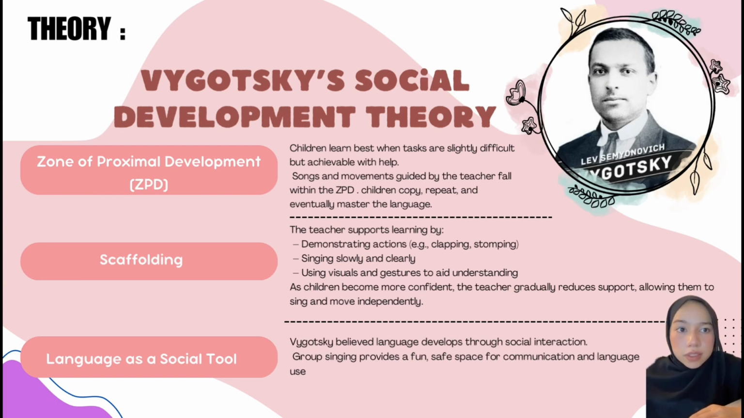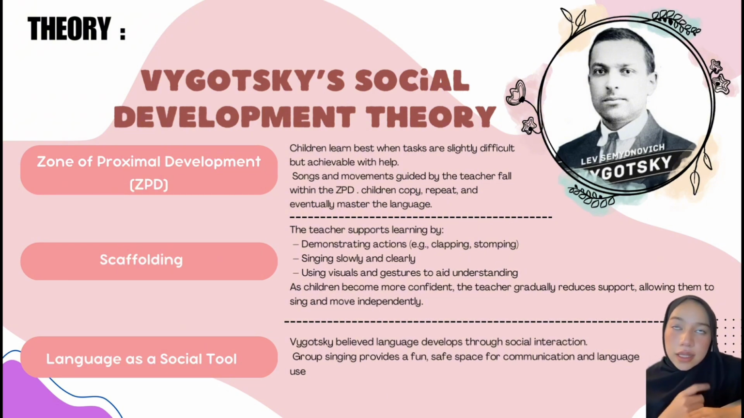In the song and movement strategy, teachers act as guides who carefully adjust their level of support based on the child's ability. This can be done in several ways. First, the teacher models the action, for example, clapping hands or stomping feet. The second one, the teacher may also sing slowly and clearly so children can understand the rhythm and pronunciation. And the third one is visual aids such as pictures, flashcards, or gestures, which are used to support word meaning and comprehension.